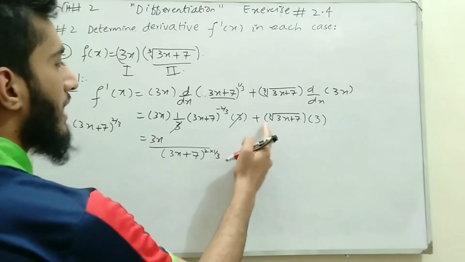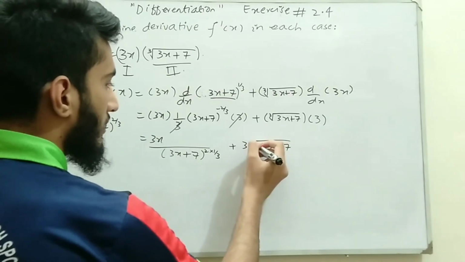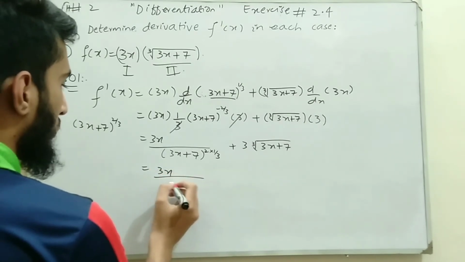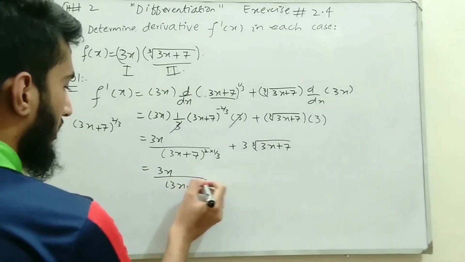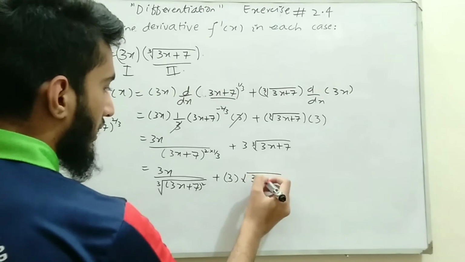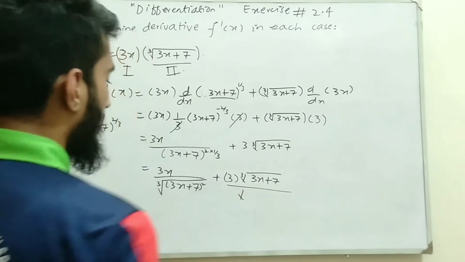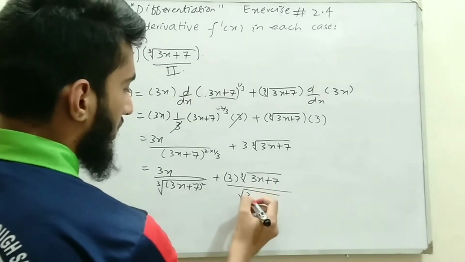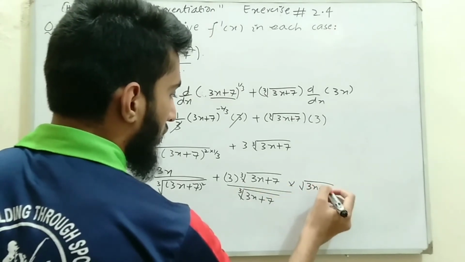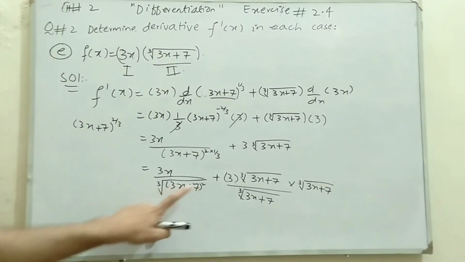And here plus 3 times of cube root of 3x plus 7. Now after this, 1 over 3 can be written in the form of cube root. So 3x divided by cube root of 3x plus 7 whole square, and their cube root, plus 3 times of cube root of 3x plus 7. Now multiplying the cube root of 3x plus 7, and also multiply 3x plus 7 cube root. Here we have 3x plus 7 cube root whole square.